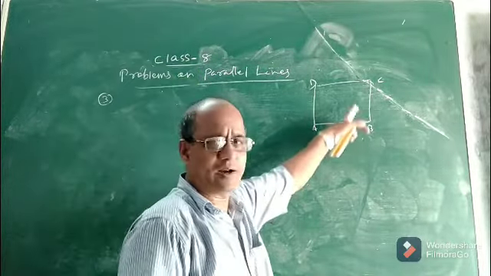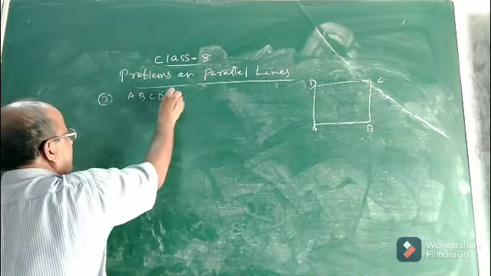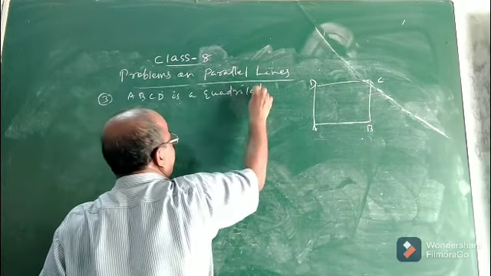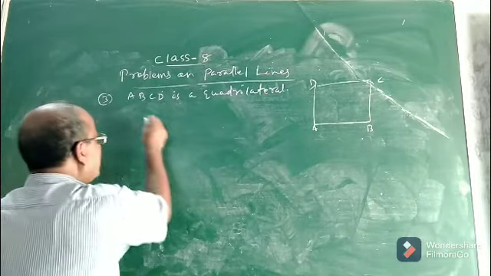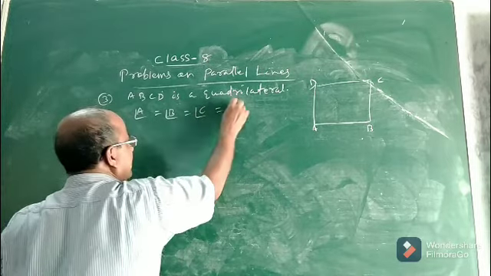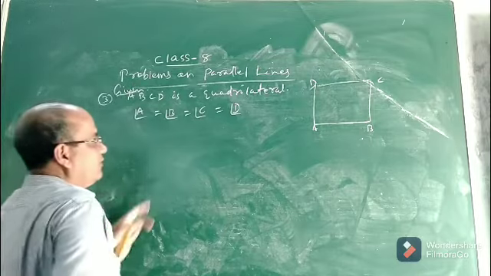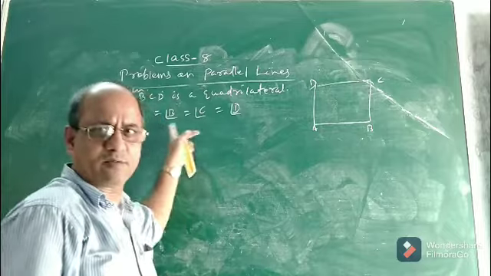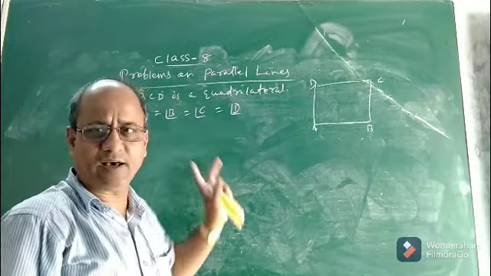Now here, suppose I am writing ABCD. What is given? We are given ABCD is a quadrilateral, meaning it has four sides. It is also given that all the angles are equal. Angle A equal to angle B equal to angle C equal to angle D. So each angle of this quadrilateral is equal.